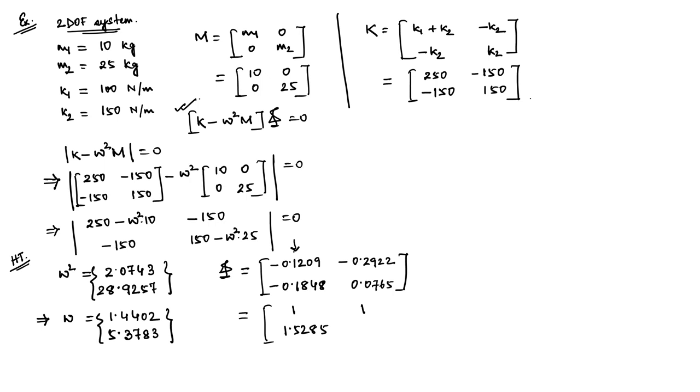What we do, consider the first column, then the first row we make it 1. So, the second row will be the second element in the first column divided by the first element in the first column. That is how we get this value of 1.5285. Similarly, if we do the same exercise for the second column, we will have 1 and 0.26118. So, that is the mode shape.